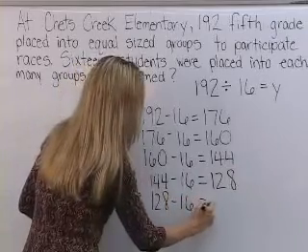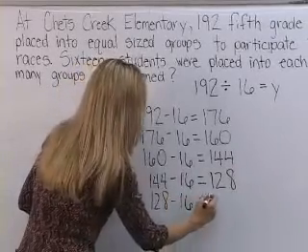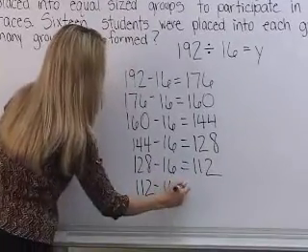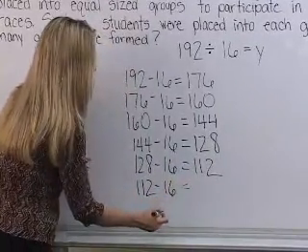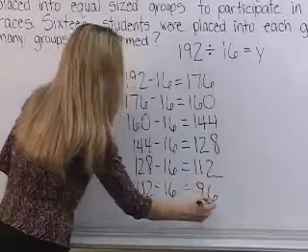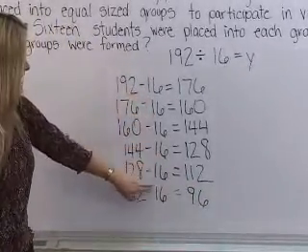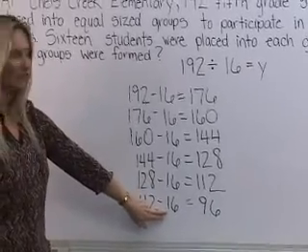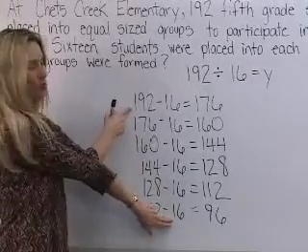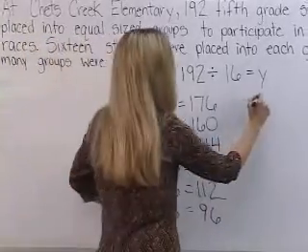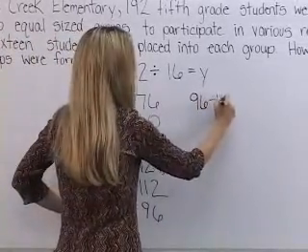128 minus 16 would leave 112. 112, taking 16 away from that, would leave 96. So far, 1, 2, 3, 4, 5, 6 groups of 16 have been formed. We no longer have 192 to distribute. We're down to 96. We can continue to make groups of 16.